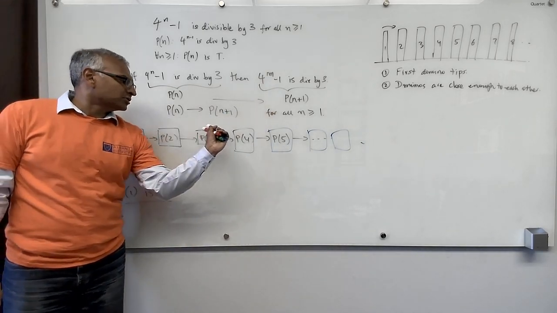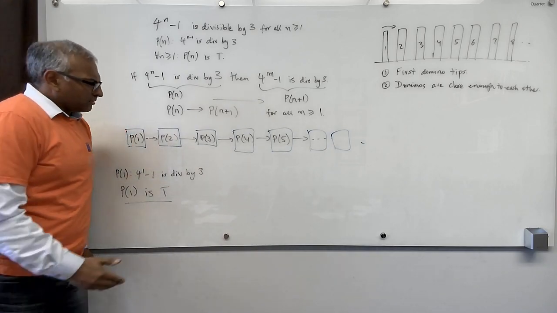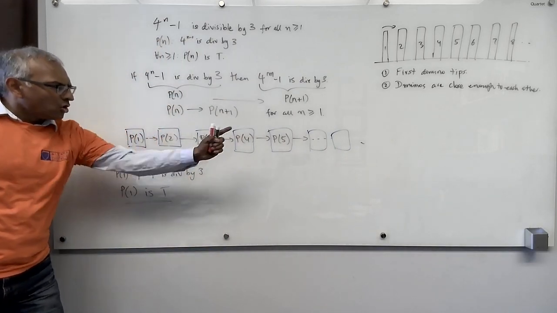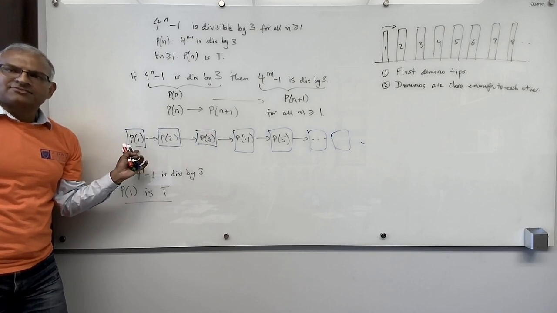All the predicates for 1, 2, 3, 4, they all topple and they all must be true. So, in a sense, we have proved that all the predicates are true for all n on the right-hand side of this P of 1. And that's very nicely summarized in the principle of induction.